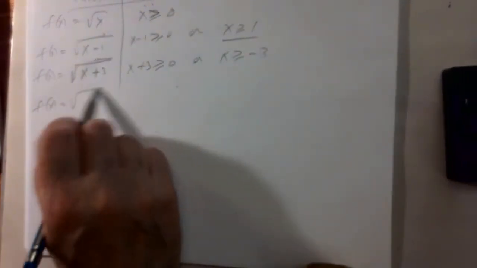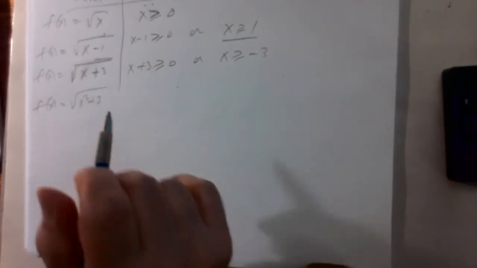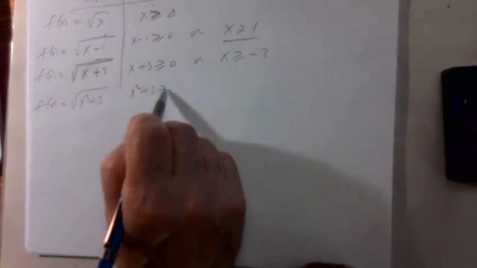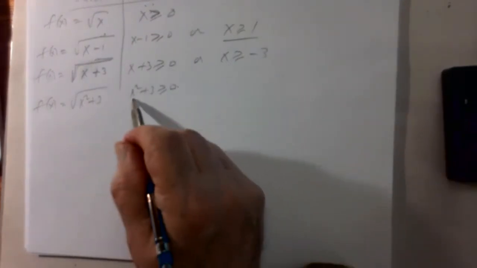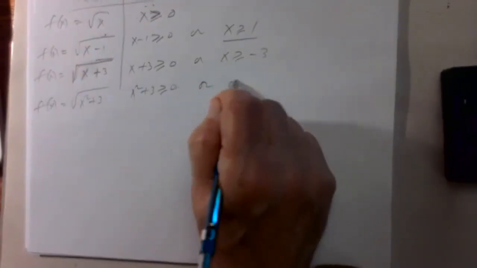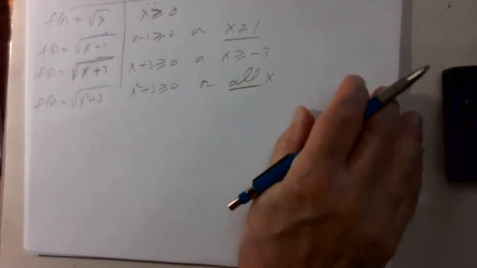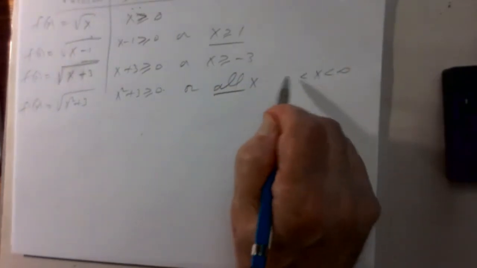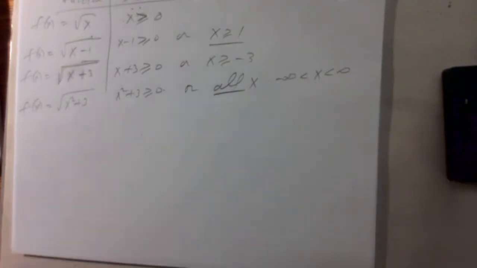What about f of x equal to the square root of x squared plus 3? Well, this is defined whenever x squared plus 3 is greater than or equal to 0, but this is all x, because x squared is always non-negative. So all x, or we could say all x from minus infinity to plus infinity.